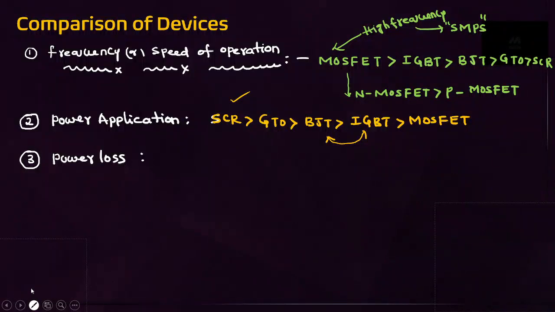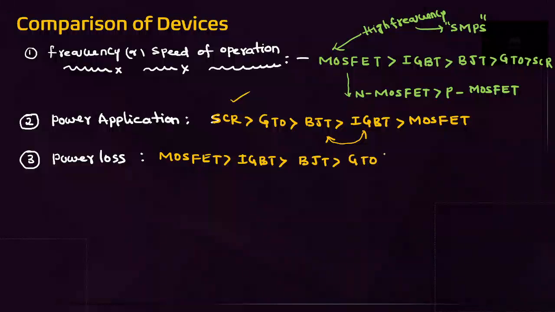Among all the devices, power application is different, power loss is different. MOSFET is the high power loss device. Next, IGBT is the high power loss device. Next, BJT is the high power loss device. GTO is the low power loss. SCR is the low power loss, friends. Next, one more point you have to compare here. Not only power loss, you also concentrate on voltage drop, friends.